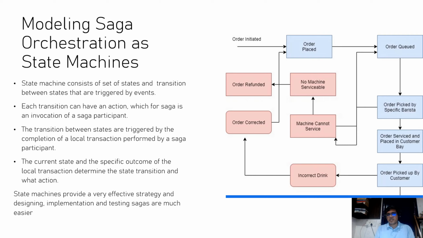Modeling of Sagas as a state machine. State machines consist of a set of states. Transitions between states are triggered by events. Each transition can have an action, which for a Saga is an invocation of a Saga participant. Transitions between states are triggered by the completion of a local transaction performed by a Saga participant. The current state and the specific outcome of the local transaction determine the state transition and what action to take. State machines provide an effective strategy for designing, implementing, and testing Sagas, making it much easier.